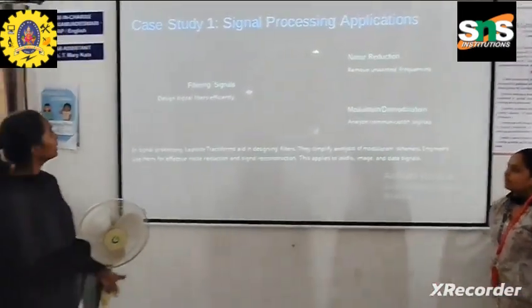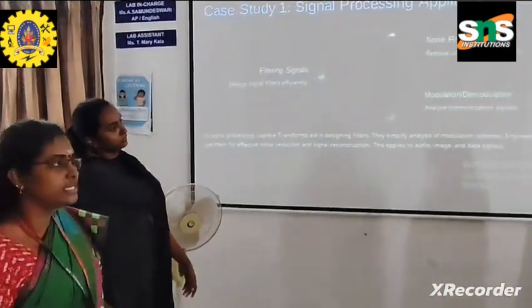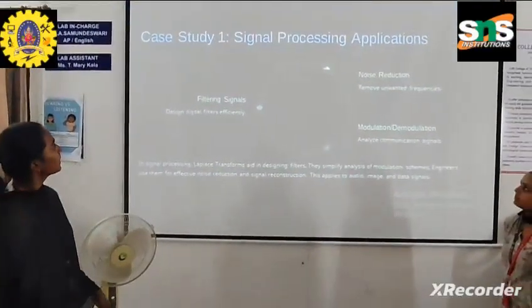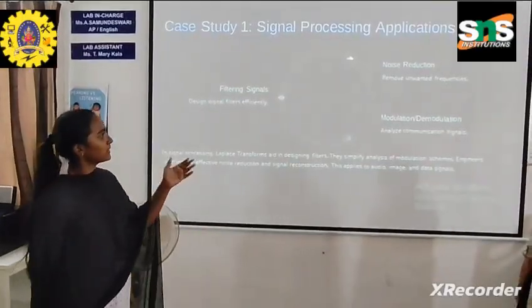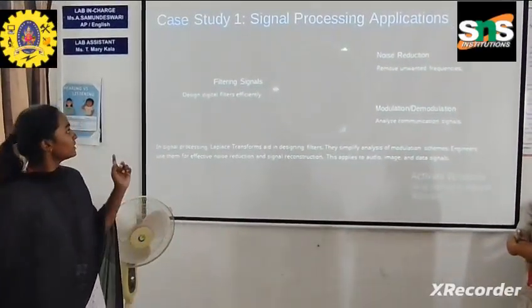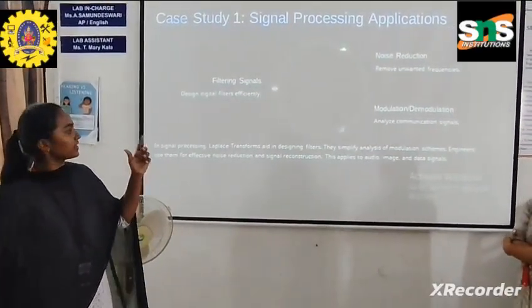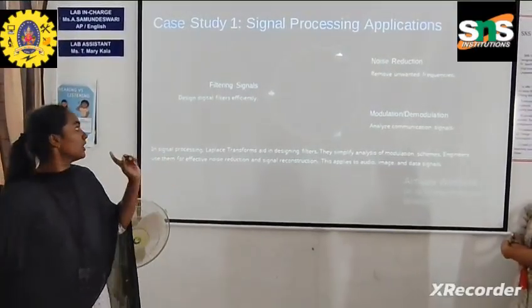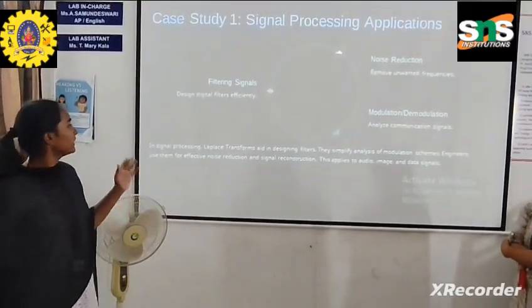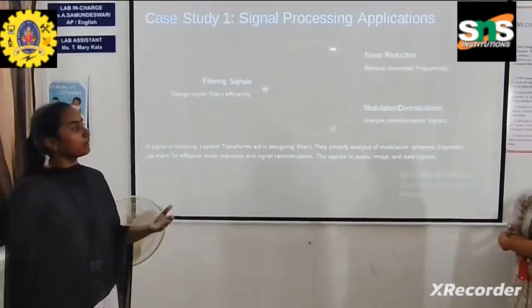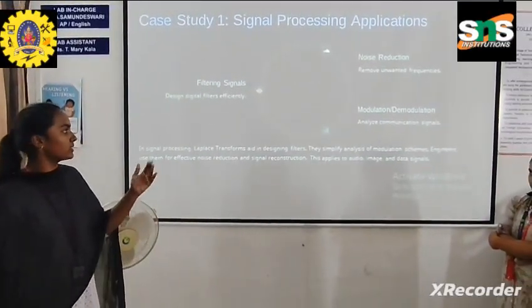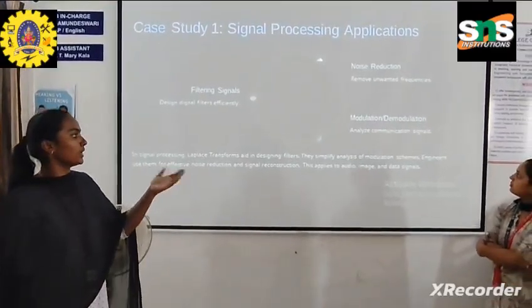Next, one by one, we can discuss the case studies. The first one is the signal processing application. In this case, there are three: filtering signals, noise reduction, and modulation and demodulation. First is filtering signals. It decides analog and digital filter efficiency. Noise reduction removes unwanted sounds and frequencies, and then modulation and demodulation.